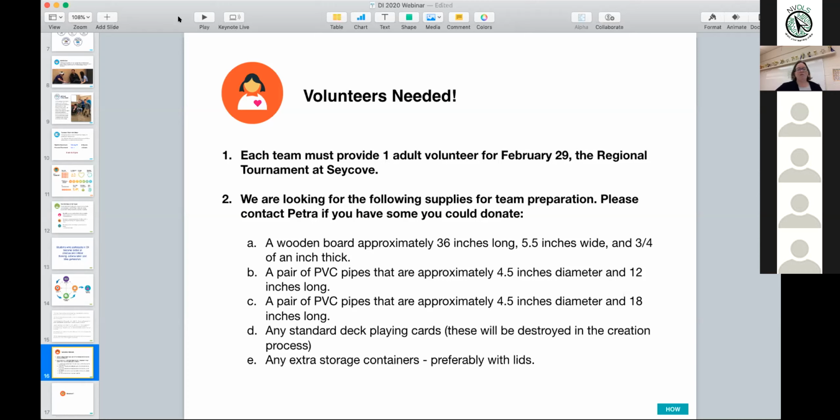All of those are for the engineering challenge where they have to build a barrier. So this would help us build a practice barrier in the classroom. I did ask around, but in the spirit of Destination Imagination, I thought I would ask our community first to see if anyone had these things. So if you do have one of those things, please just email me and we'll organize a pickup. I want to build that for the engineering teams to practice with.